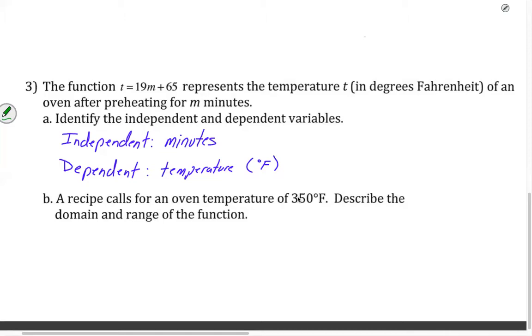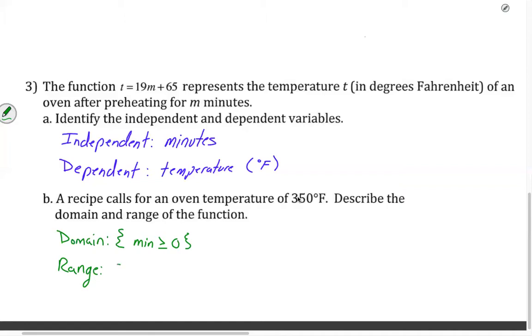Okay, well, the domain and range, let's look at this. So your domain is, all right, minutes greater than or equal to 0. All right, now why is it greater than or equal to 0? Because you can't go back in time. So my number of minutes for the preheating has to be greater than or equal to 0.